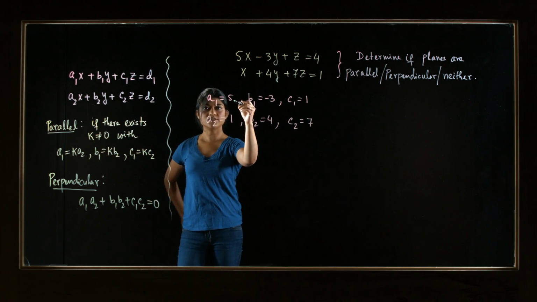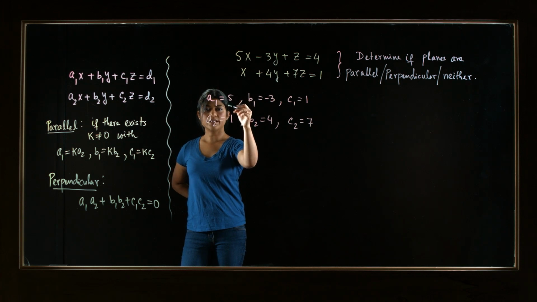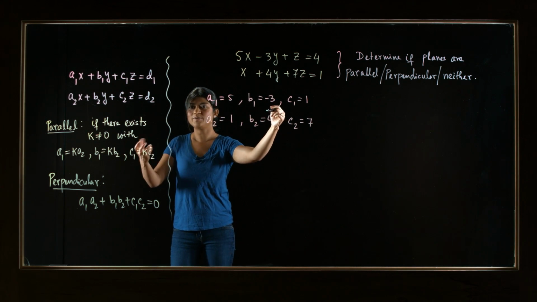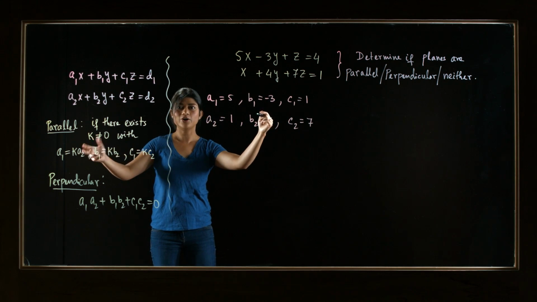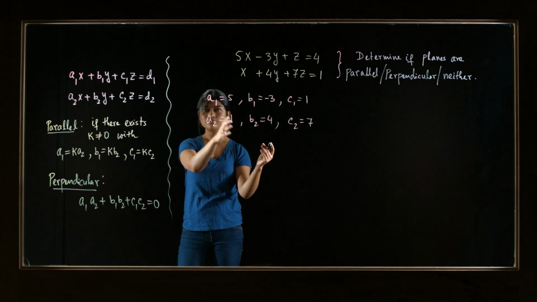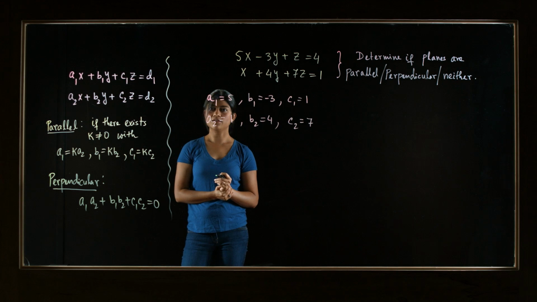Now, just looking at them, you see that the first condition is not satisfied, right? Is there a constant so that a1 and a2 are multiples? There's 5 and 1, but then b1 and b2 can't use the same constant to make them proportional. So definitely, they are not parallel.